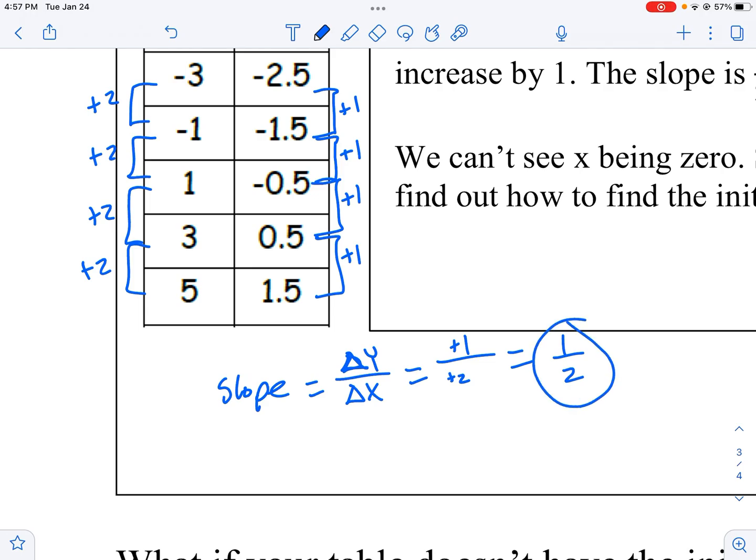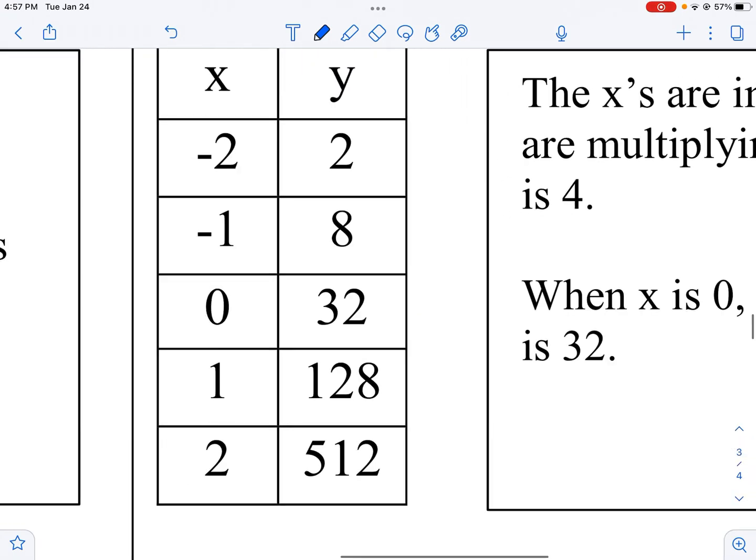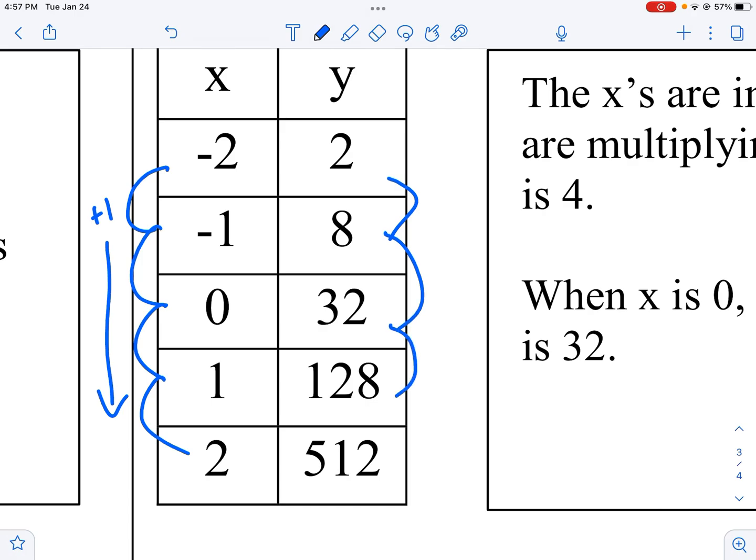It's very important that you can recognize what's going on with the table. How are the x's changing? How are the y's changing? Because if you jump over to these ones, they act differently. Again, I'm going to be double checking these changes in the x's. It looks like it's just add 1 all the way down, which is good. You just got to check it. But my y's here are not adding the same number each time.